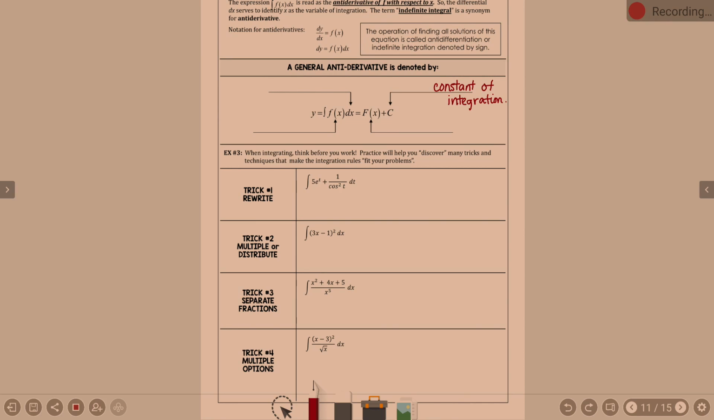What's capital F of x represent? Your function. In this case, it's the answer to an integral. It is your antiderivative.